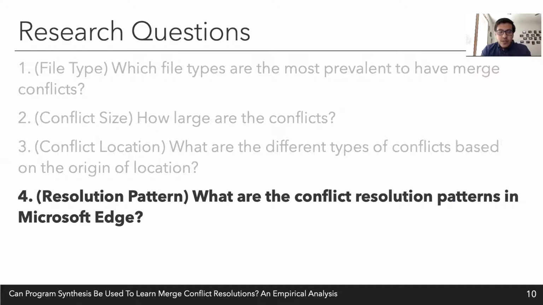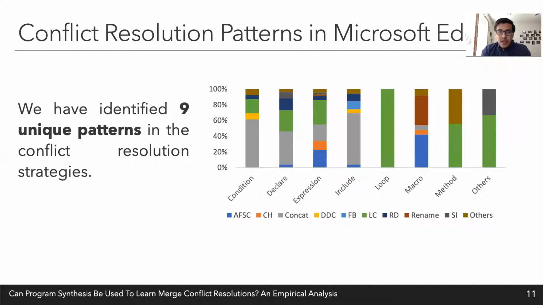The second question: what are the conflict resolution patterns in Microsoft Edge? Here, we empirically evaluate every 1 to 2 line change in both main and fork branches and identify the pattern based on the type of operation that the developer did to resolve the merge conflict. In this context, any resolution that removes the conflict markers is treated as a conflict resolution. Out of these 9 patterns, we will discuss 3, and for details about the rest of the patterns, please refer to our paper.